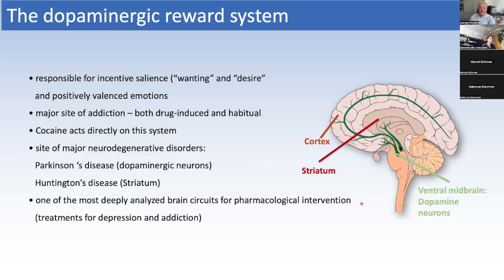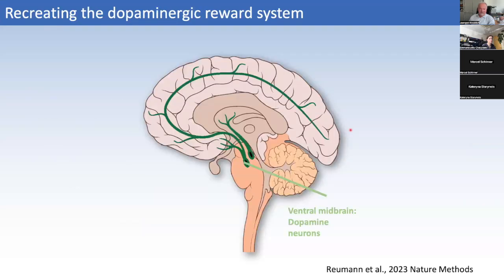And we wanted to recapitulate this circuit. It contains 3 parts. It starts here in the so-called ventral midbrain, where there are dopaminergic neurons that are created there. They project on one hand into the striatum, a deep part of the human brain, or they project into the cortex. And so we wanted to build these 3 parts and then put them together in a way so that they function as a circuit.